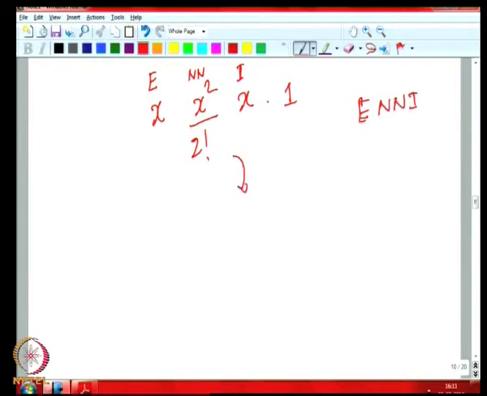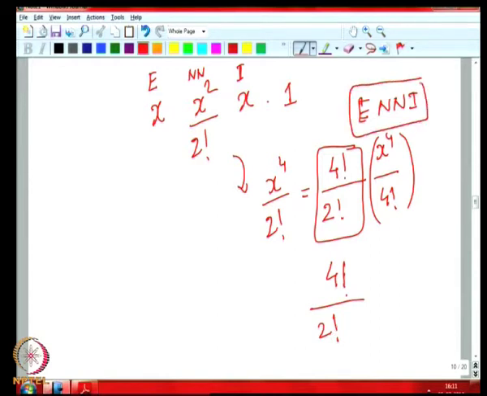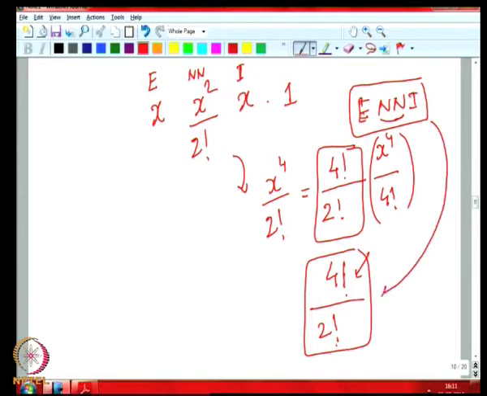Now we get not x raised to 4, we get x raised to 4 by 2 factorial. But we are looking for the coefficient of x raised to 4 by 4 factorial. So therefore we introduce 4 factorial above and below, that means in the numerator and denominator. The coefficient of this thing is 4 factorial by 2 factorial, and we know this is exactly the number of ways you can permute this thing, because there are 4 letters, that is 4 factorial here, and 2 N's, therefore 2 factorial in the denominator, 4 factorial by 2 factorial.